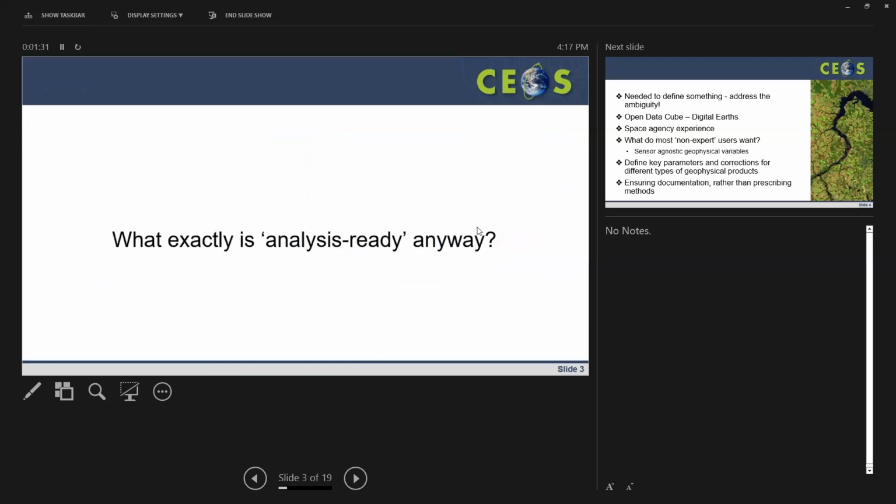So back in 2016 or so, we saw this phrase, analysis-ready data for satellite Earth observation, floating around. And that phrase or term is inherently ambiguous. It's really up to the user to decide what is analysis-ready. So it was causing a bit of confusion, and our Land Surface Imaging Virtual Constellation was reformed at that time, with one of the headline priorities being to provide one such definition for analysis ready. Next slide.